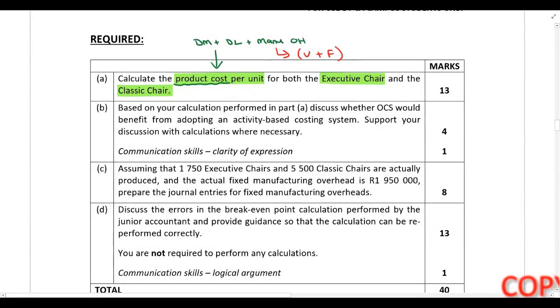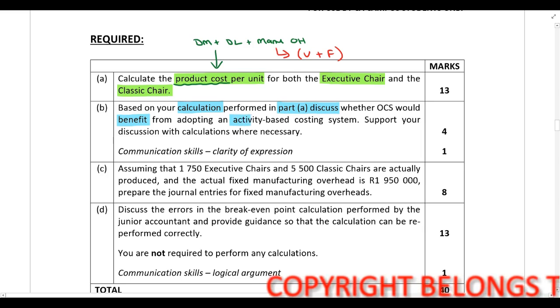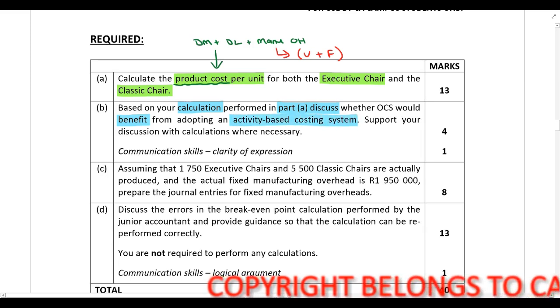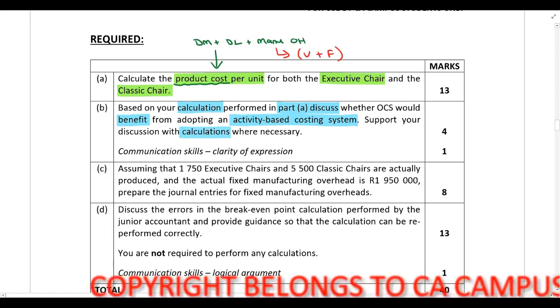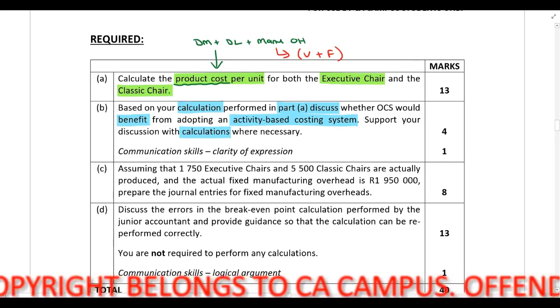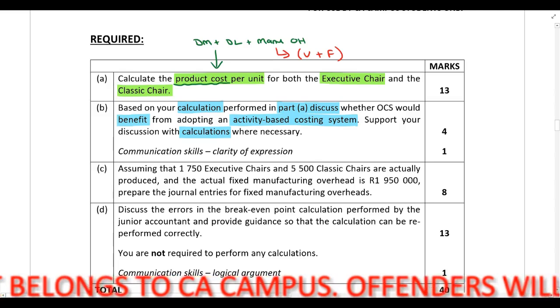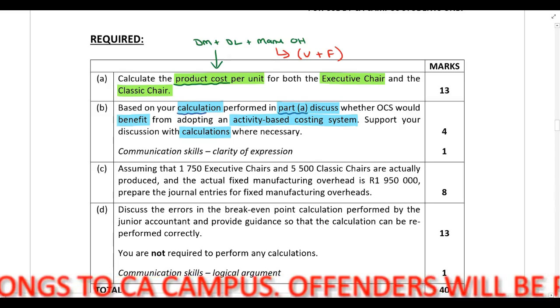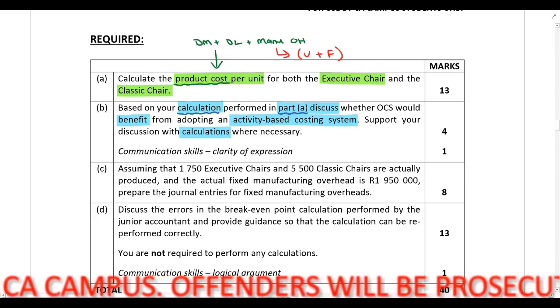In Part B, based on your calculation performed in Part A, discuss whether OCS would benefit from adopting an activity-based costing system. Support your discussion with calculations where necessary. And you can see then there's also 1 mark available for communication skills, and that is awarded for clarity of expression. All right, so let's go back to Part A where we performed our calculation, because your discussion over here must be based on the calculation that we performed in Part A.